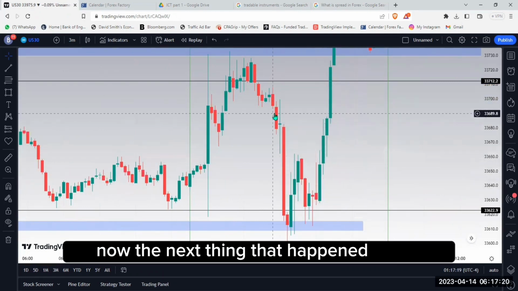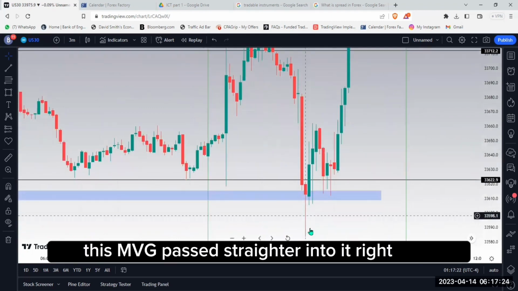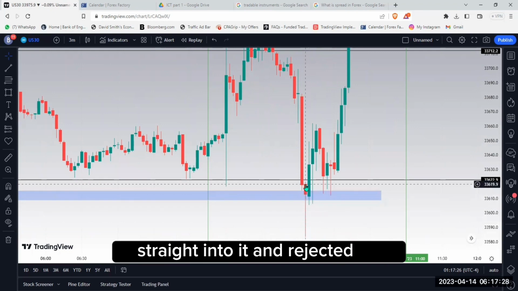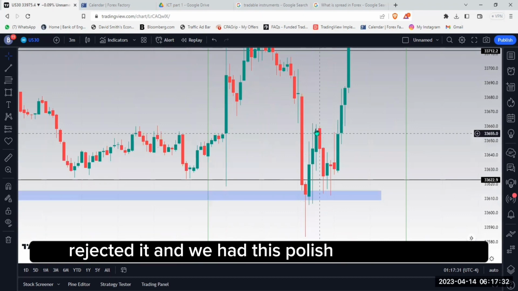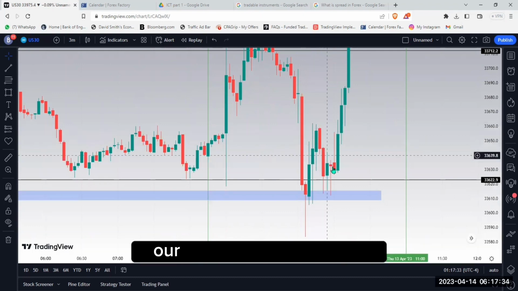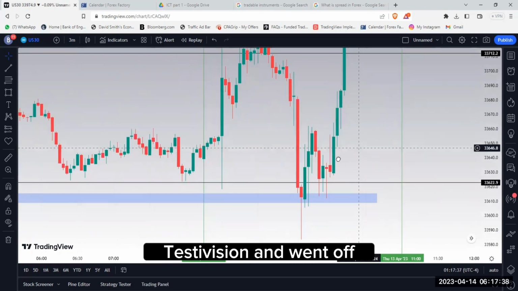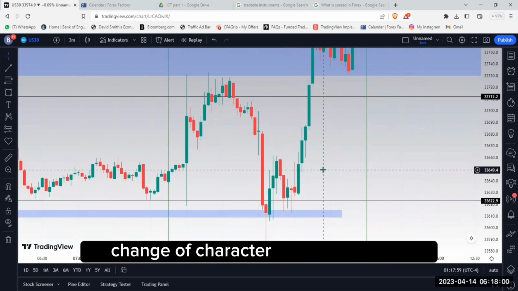Now, the next thing that happened is that price traded into this FVG, and rejected it. You can see what happened. Rejected it, and we had this bullish move up. Price came back again, tested the zone, and went up. You know how to use the smart money entry method, change of character, shift of structure.